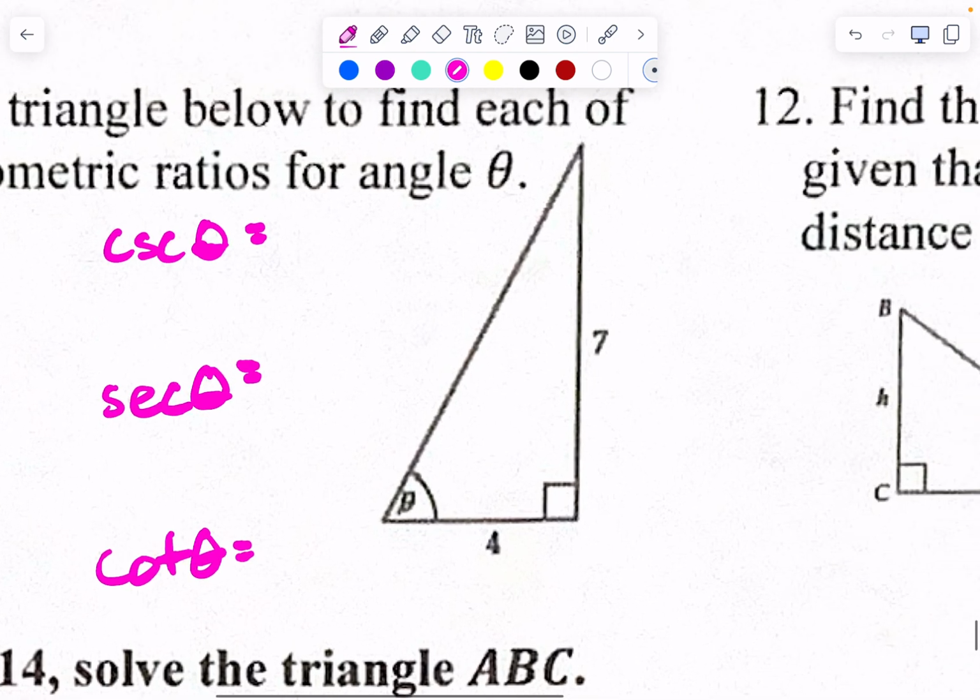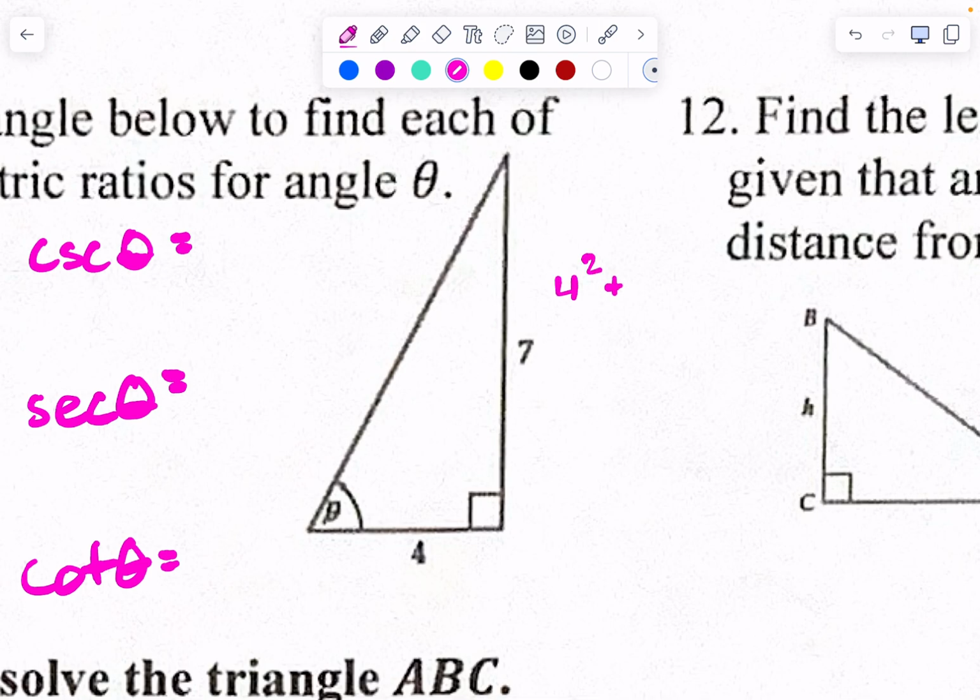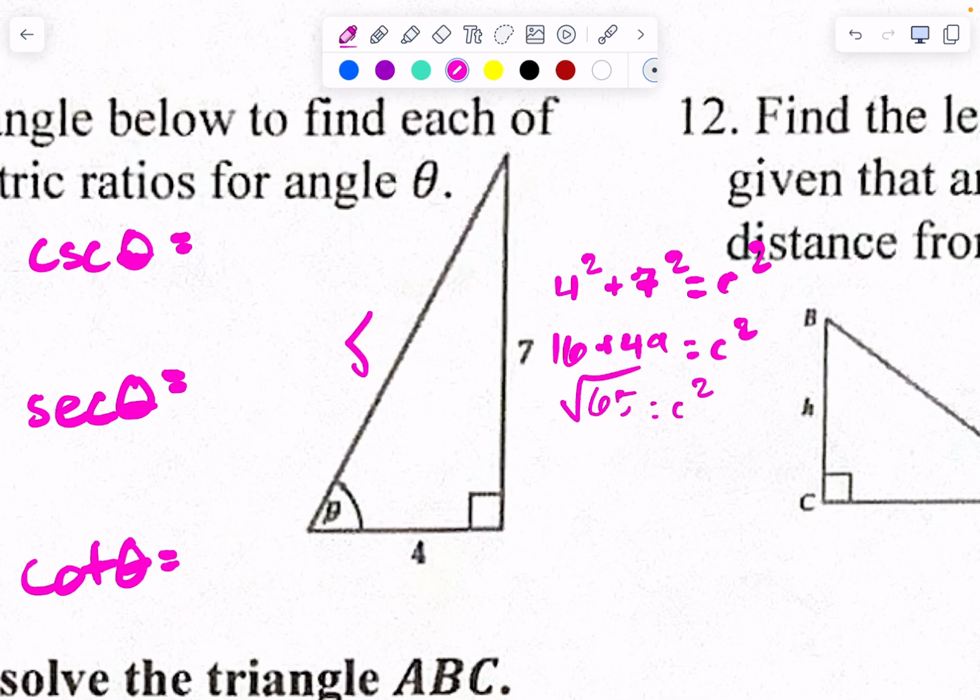Find the hypotenuse. 4 squared plus 7 squared equals c squared. 16 plus 49 equals c squared. 16 plus 49 is 65 equals c squared. We're just going to leave it as the square root of 65. Does that break down? Nope. We're just going to pretend it doesn't, even if it does. The square root of 65.